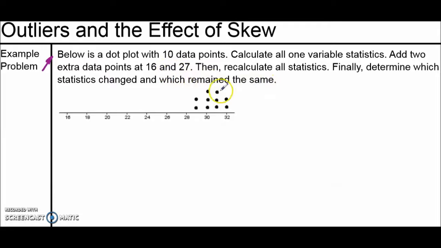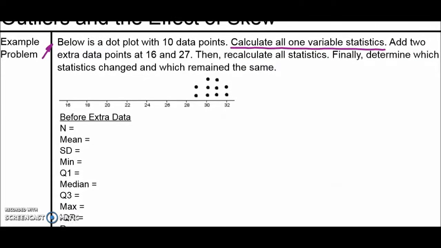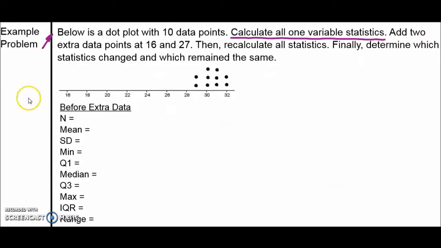So let's start at the beginning. Here's a dot plot of 10 data points. First, it asks us to calculate all of the one variable statistics. Well, what are all the one variable statistics we know? We actually know how to find all of the ones I've listed here. n is just the number of data points, the number of observations, the mean or the average, the standard deviation, the minimum or the smallest value. We've got Q1, the median or the middle value, Q3, the maximum or the greatest value, the IQR, the interquartile range. Remember, we found that by doing Q3 minus Q1, and the range, that's going to be the maximum minus the minimum.